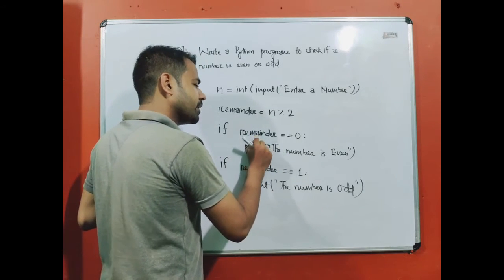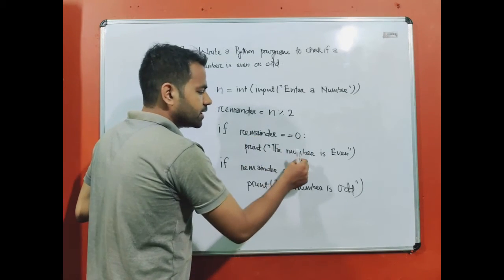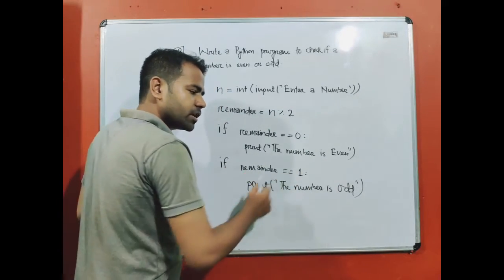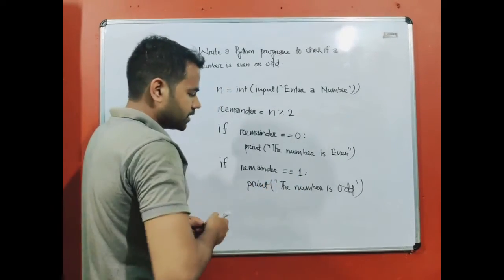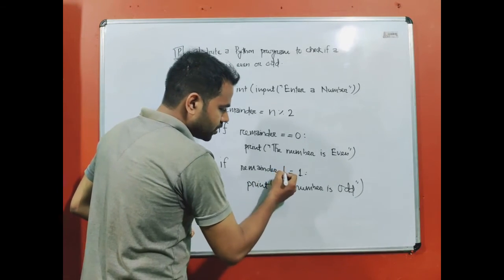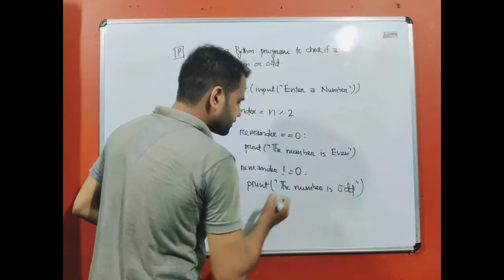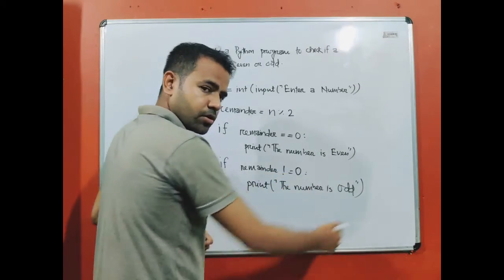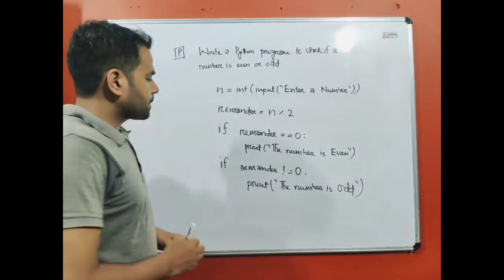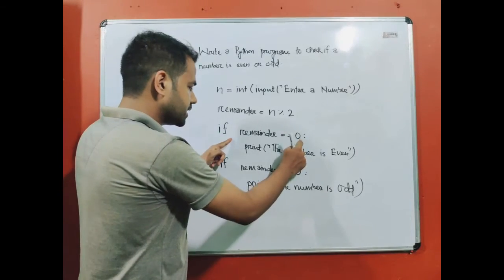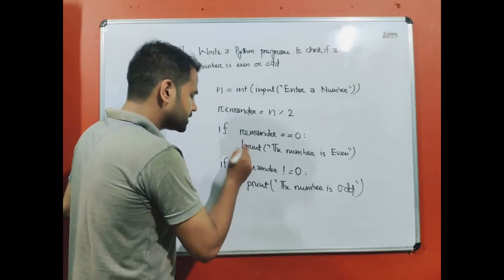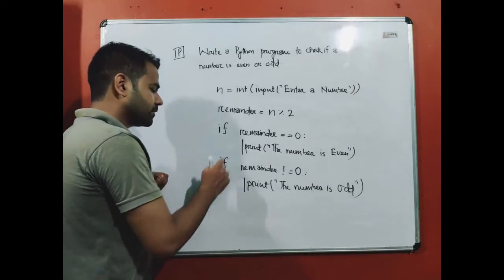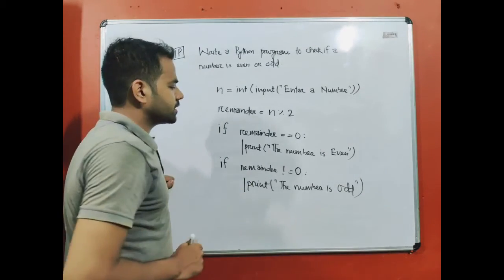So the same thing we are going to check here. I am checking if remainder is 0, then what do I need to do? I need to print the number is even. What if remainder is not equal to 0 or it is equal to 1? You can simply write here not equal to 0. So if the remainder is not equal to 0, then the number is odd. I hope this is clear. So for the if statement, this is the condition, and this statement is under this if block. And this statement is also under this if block.